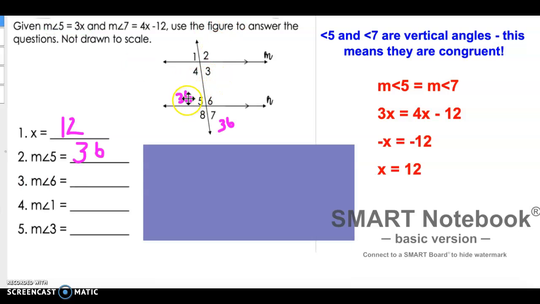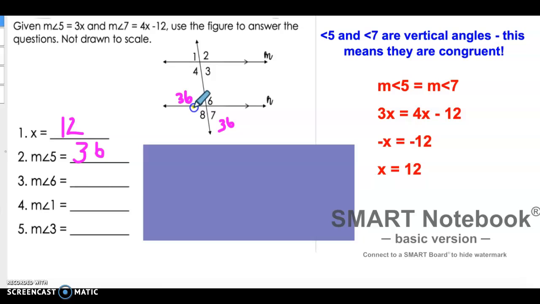If the measure of angle 5 is 36, we know that the measure of angle 7 is also 36. The problem does not directly ask us that, but it's good to mark that on the figure because that's useful information that we can use to find what the problem is actually asking us. So, now that we know that angle 5 and angle 7, they're vertical angles, they're congruent, they are both 36 degrees. Now we need to find the measure of angle 6.